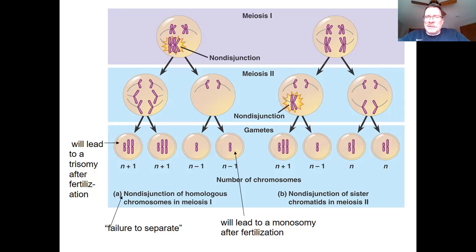And so you see what happens is you'll have a couple of gametes with trisomy. If it occurs in meiosis 1, you'll have two gametes with trisomy and two of them that are monosomic. If nondisjunction happens in meiosis 2, then you'll have one gamete with trisomy and one that's monosomic and two that are standard. And trisomy is the term for three copies.